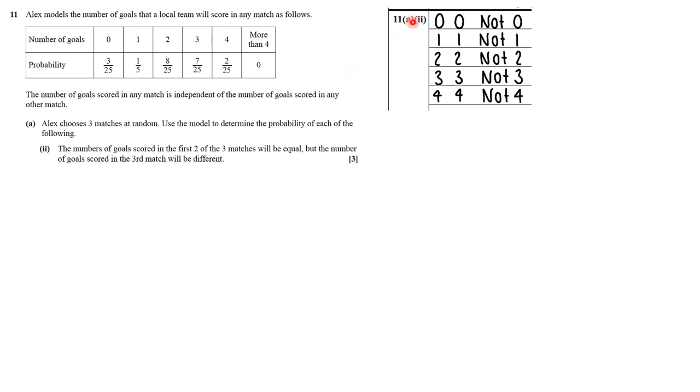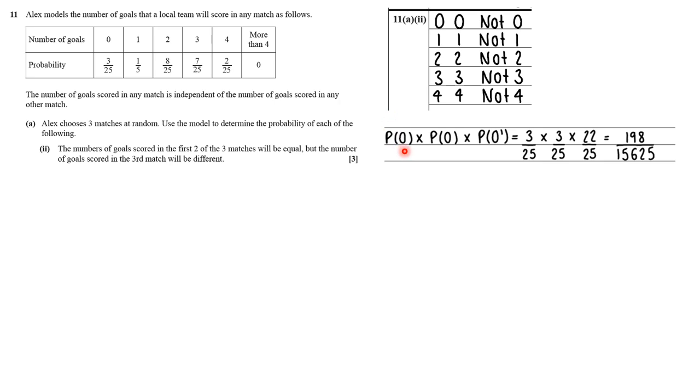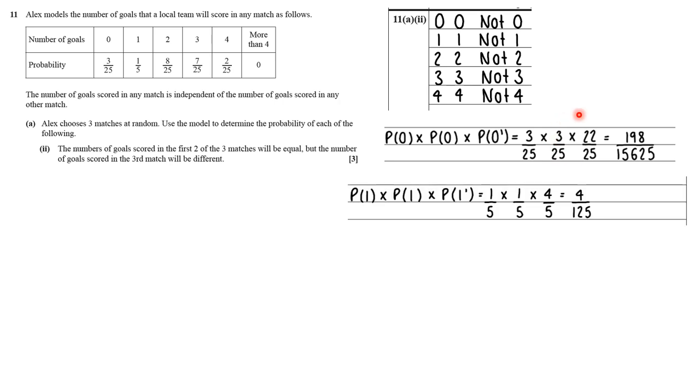So now we've got to work out the probability of each of these cases happening. So we've got 0, 0 and then not 0. So we've got 3 out of 25 times 3 out of 25 times 22 out of 25, because I've just done 1 take away my 3 out of 25. Then for 1, 1, not 1, we've got 1/5 times 1/5 times 4/5.